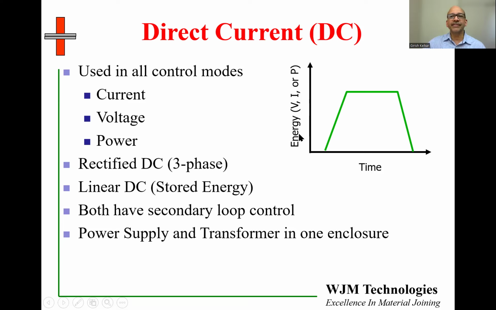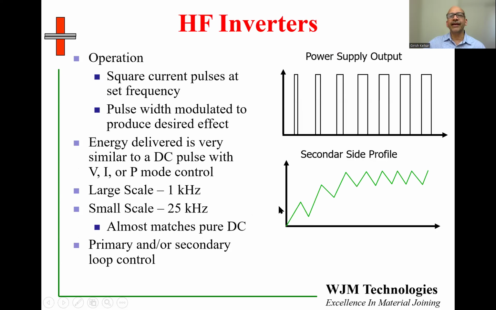Direct current power supplies are limited to lower values of energy. So if you want a higher level of energy, but similar performance as DC, you have the choice of going to high-frequency inverters. The high-frequency inverter is a technology which takes energy from the wall, rectifies it, and chops it into pulses. And each pulse is based on the frequency that the power supply is set up for.